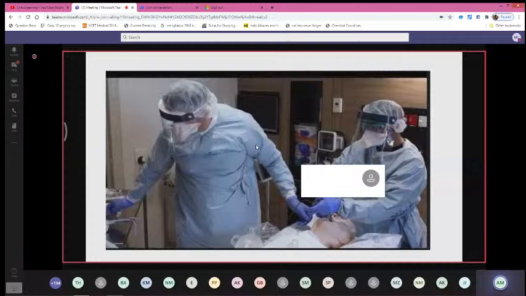So it is suggested that ideally a video laryngoscope be used to maintain a sufficient distance, because when we are using a regular direct laryngoscope, we go very close to the patient we are intubating. So that carries an additional risk of exposure to the healthcare worker.